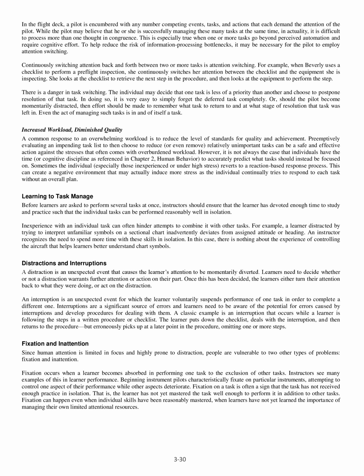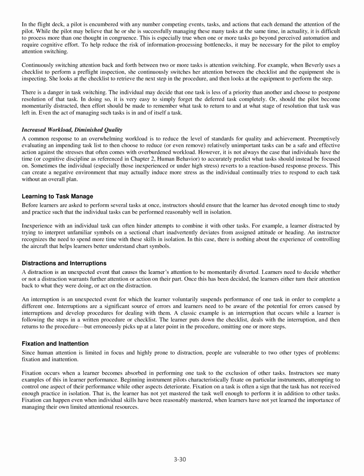Fixation and inattention. Since human attention is limited in focus and highly prone to distraction, people are vulnerable to two other types of problems: fixation and inattention. Fixation occurs when a learner becomes absorbed in performing one task to the exclusion of other tasks. Instructors see many examples of this in learner performance. Beginning instrument pilots characteristically fixate on particular instruments, attempting to control one aspect of their performance while other aspects deteriorate. Fixation on a task is often a sign that the task has not received enough practice in isolation. That is, the learner has not yet mastered the task well enough to perform it in addition to other tasks.